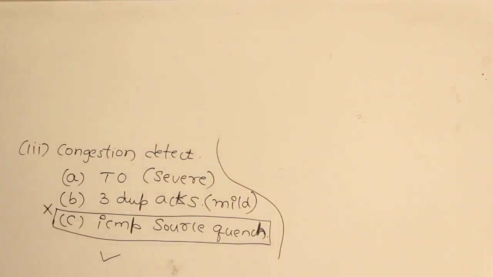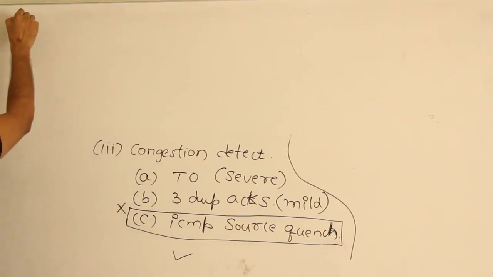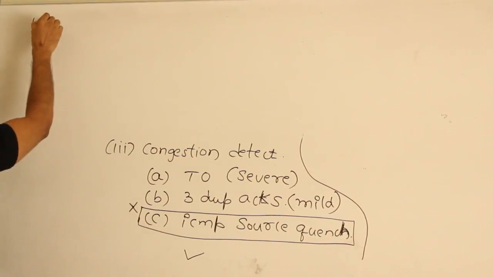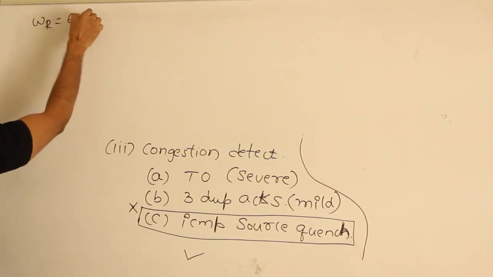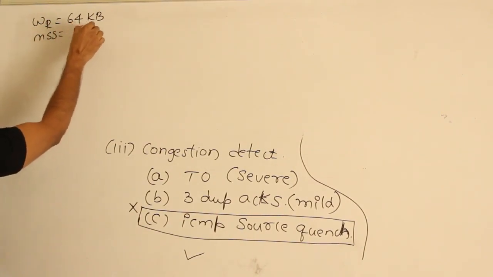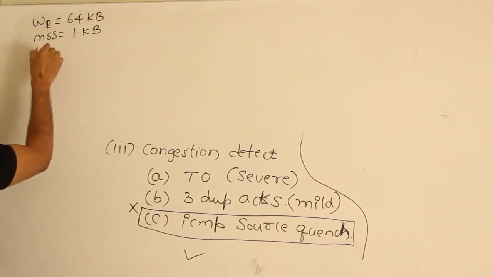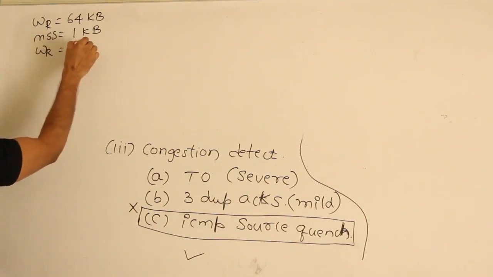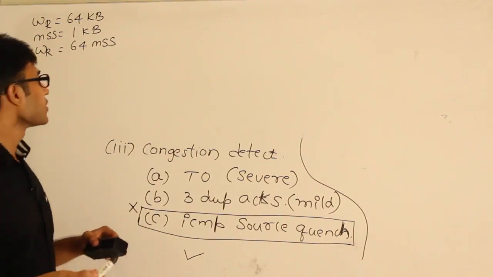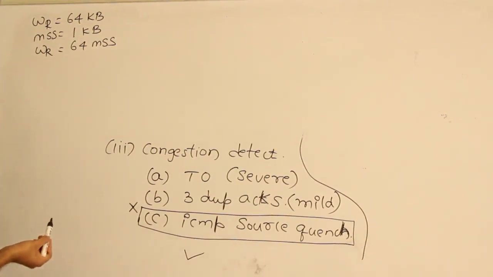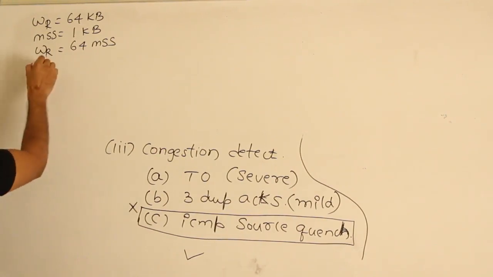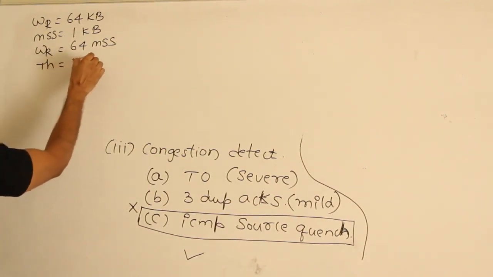Assume that the maximum receiver capacity advertised is 64 KB, and the maximum segment size decided is 1 KB. Then what is the receiver window size in terms of MSS? 64 MSS, which means at any time you can send 64 MSS without waiting for the acknowledgement, right? And now if this is the case, then what is the threshold? Threshold is 32 MSS, right?